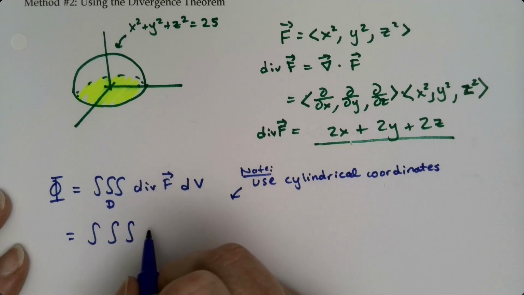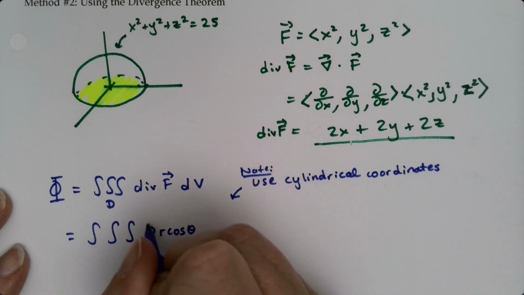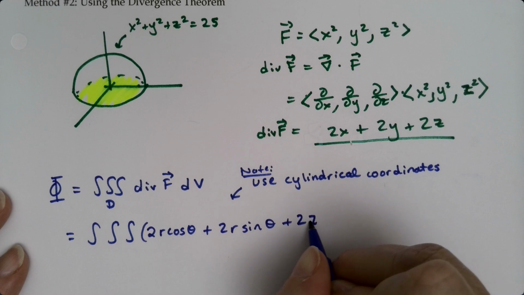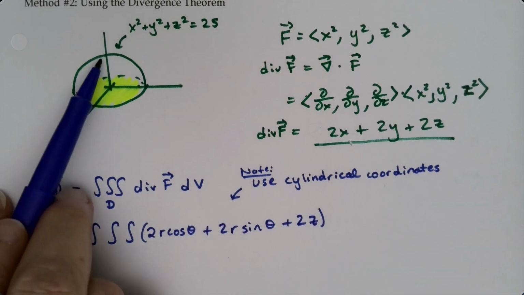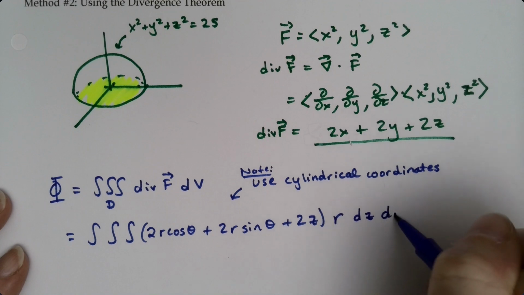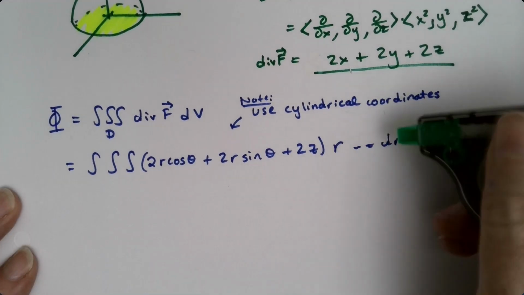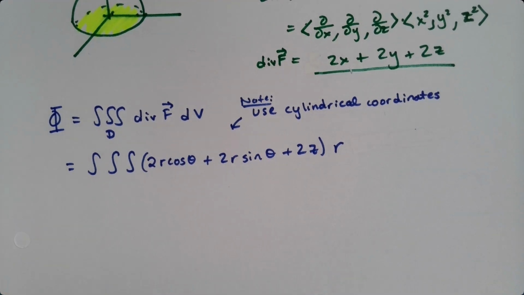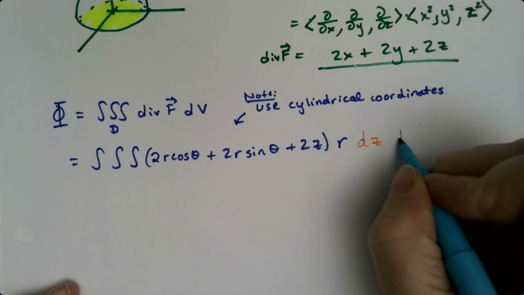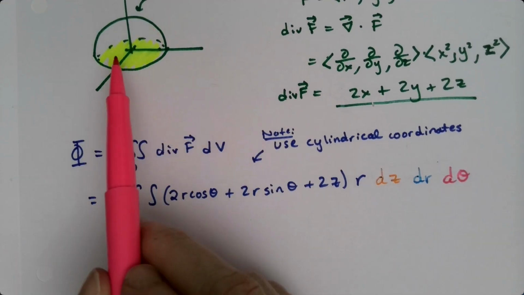Okay, so if I'm going to go cylindrical, let's think. The integrand would be 2r cosine theta plus 2r sine theta plus 2z. I'm going to let z be my third variable because it has the lift. It's above the xy plane. And then we multiply that by r dz dr d theta. Okay, so actually, let me do these in different colors so we can see how they'll work. All right, so dz, dr, and then d theta. d theta is easy because we know we're doing the entire hemisphere.